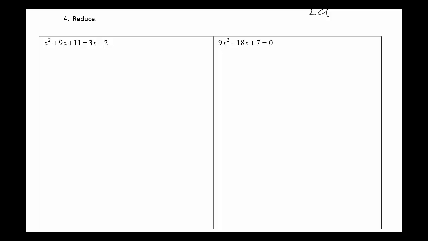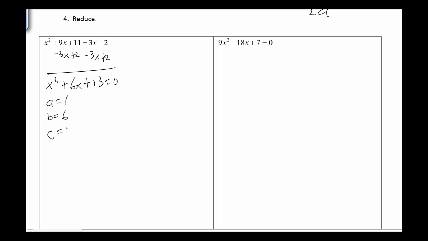Okay, so in this first example, it's not in standard form, so we're going to have to move some stuff over. So I'm going to have to subtract off the 3x from both sides, and I'm going to have to add 2. And so I get, let's see, so we get x squared plus 6x plus 13 equals 0. So a in this case is 1, b is 6, and c is 13.